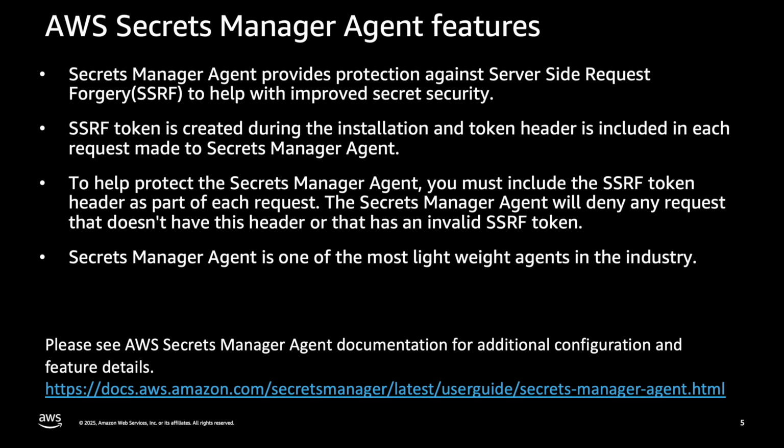Secrets Manager Agent provides protection against server-side request forgery, SSRF, to help with improved secret security. SSRF token is created during the installation of the agent. To help protect the Secrets Manager Agent, you must include SSRF token header as part of each request. The Secrets Manager Agent will deny any requests that don't have this header or has an invalid SSRF token. Secrets Manager Agent is one of the most lightweight agents in the industry. Please see AWS Secrets Manager Agent documentation for additional configuration and feature details.